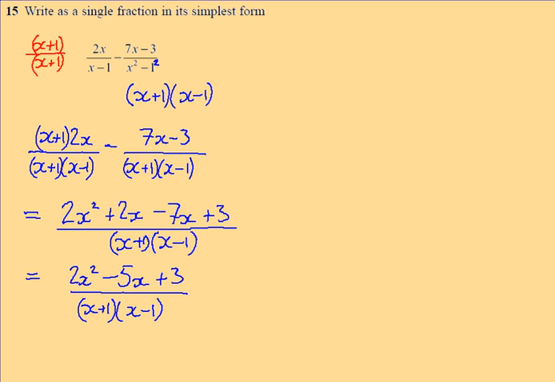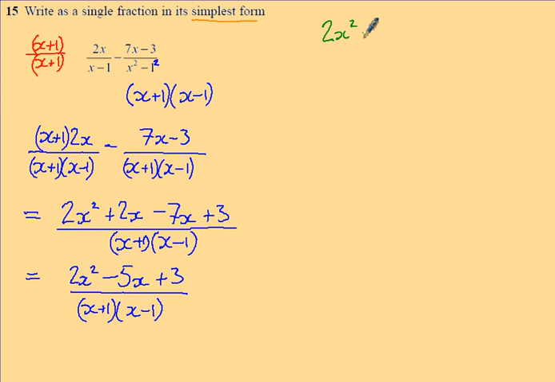Now it would be easy for us to stop at this point, however we wouldn't actually be finished because it's asked us to express our fraction in the simplest possible form. As we look at this, we should realise that we are able to factorize this expression. Now we have many methods for doing that. Perhaps our favourite one might be as follows.